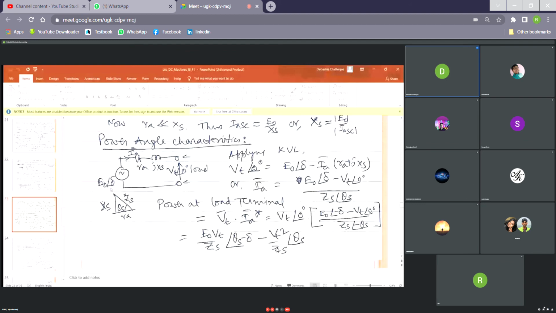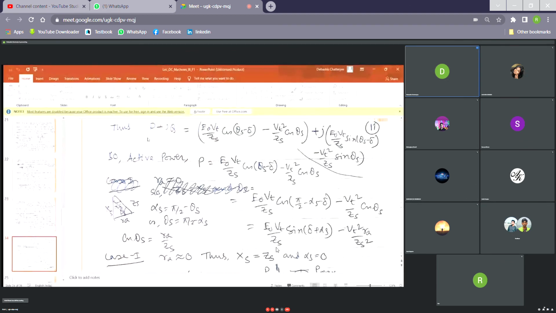If you split it up into real and imaginary parts, you get P plus jQ equal to E0 Vt by Zs cos of theta s minus delta, minus Vt square by Zs cos theta s, plus j times E0 Vt by Zs sin of theta s minus delta, minus Vt square by Zs sin theta s. That's quite clear. Just by seeing it, P is the real part and Q is the imaginary part. Now, if you take the active power P, this gives you the first part, that is E0 Vt by Zs cos theta s minus delta minus Vt square by Zs cos theta s.